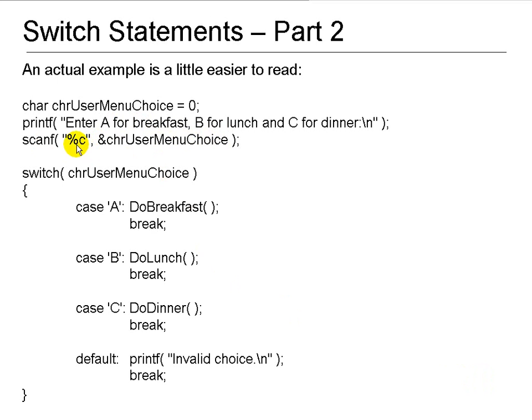Then I go ahead and I read a character from the user. So %c is a placeholder for a character, and notice we have the ampersand right there. We need that for all variables except for arrays and strings. We'll find out about that week 6-ish. Then we have our switch statement, and we put our variable in there, and we compare that with A, B, and C. And if we do find a match, then we're going to do breakfast.